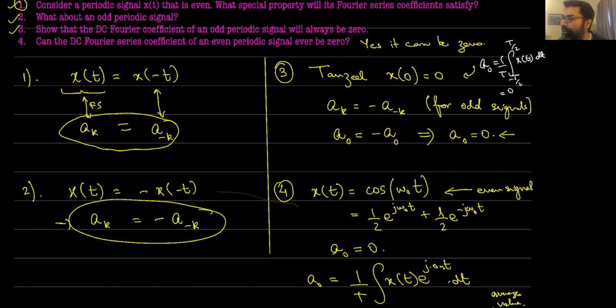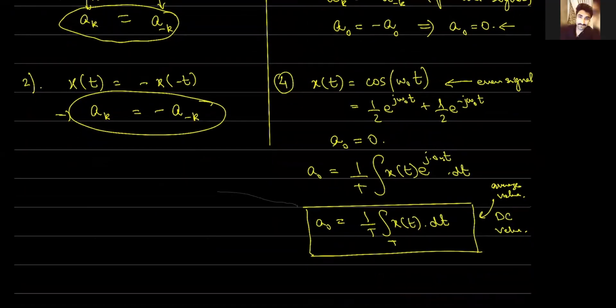So Razi has raised his hand. Razi, you refer to A naught as the average value. It's the average value of what? Average value of the signal. Okay, average value of the signal.